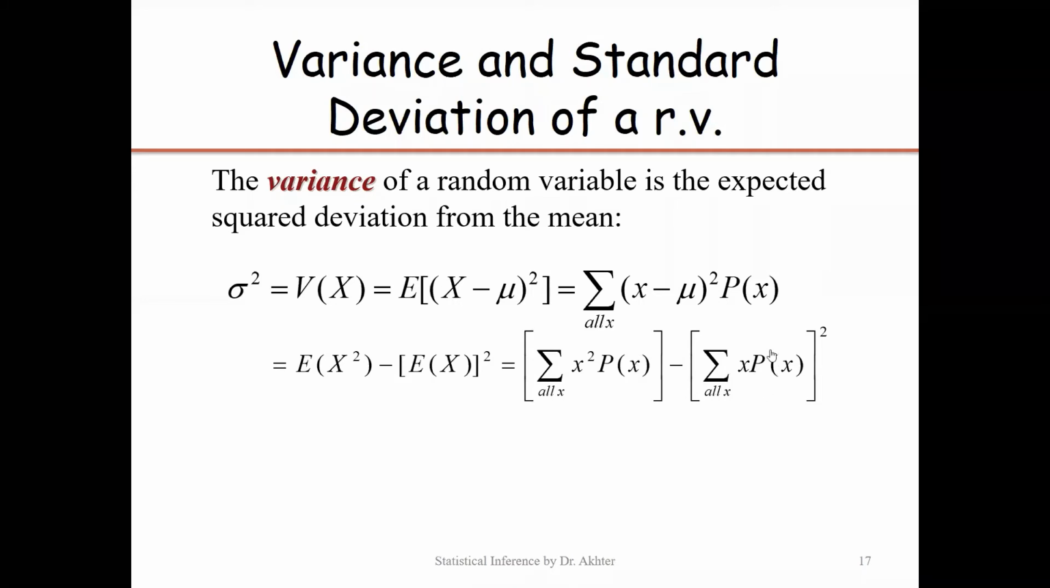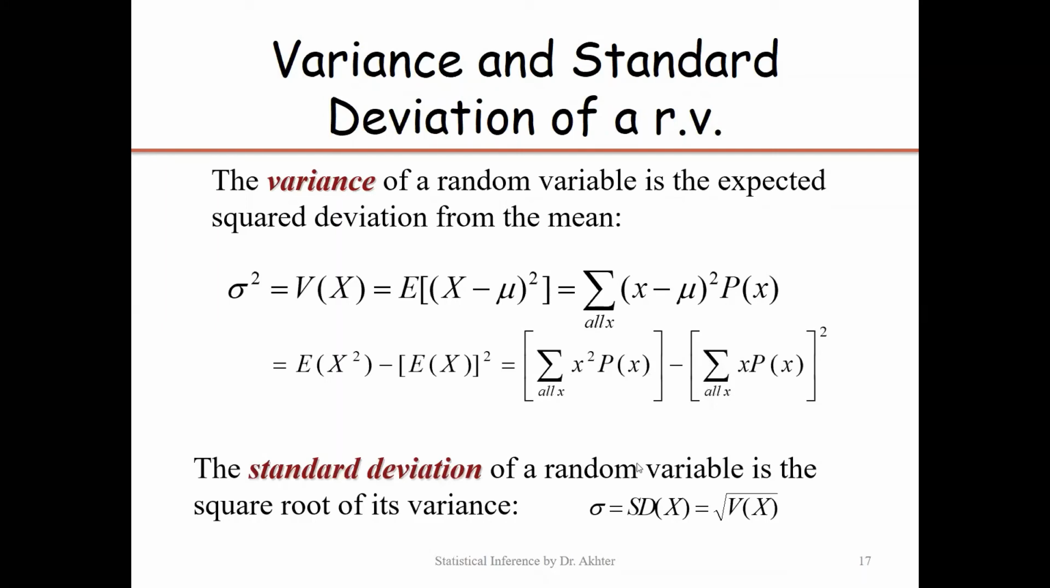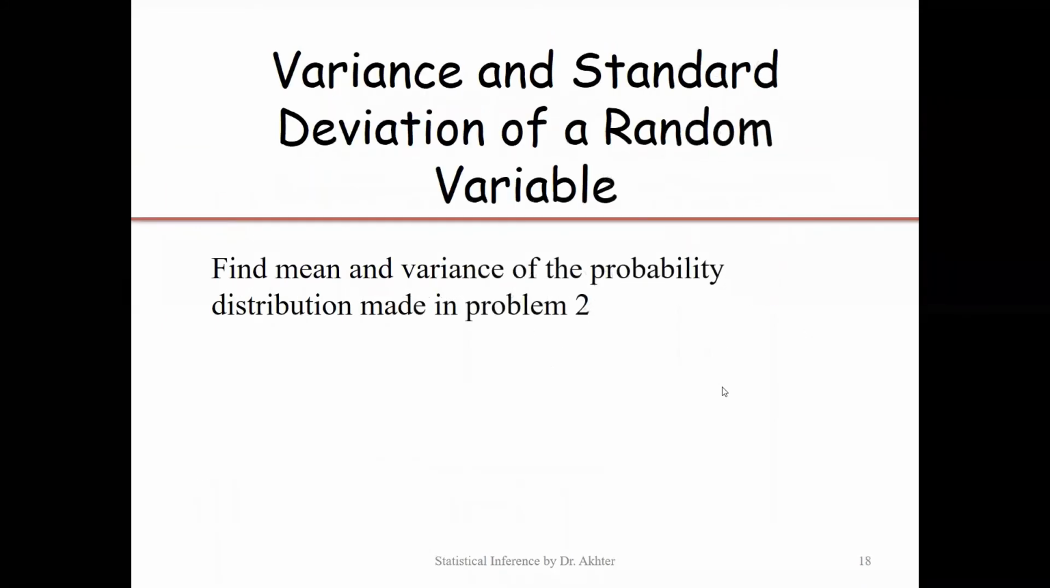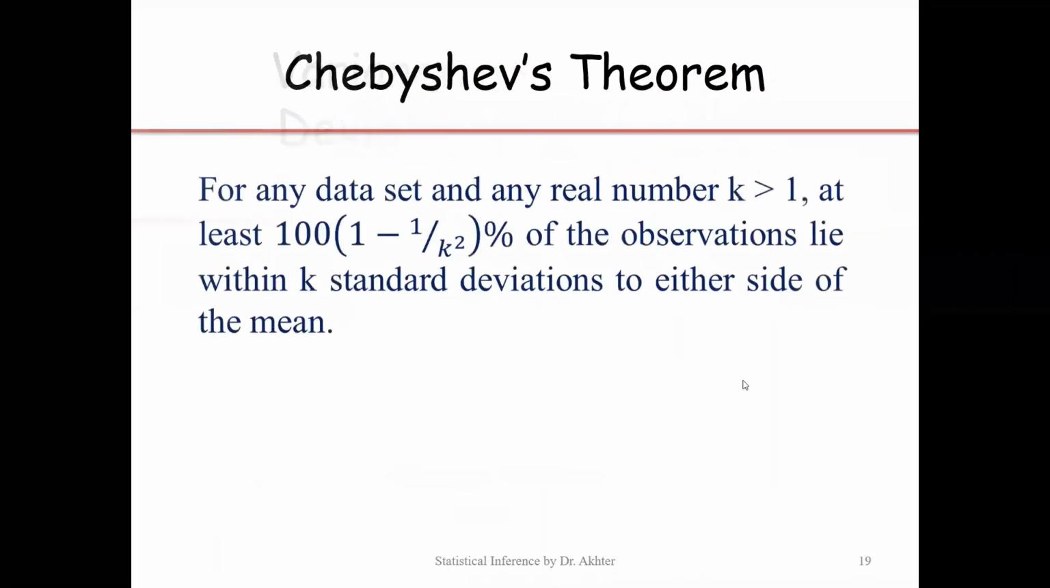This is the square of the mean of x. In bracket, what we have here? In bracket, we have the mean of x and the square of that. What we have here is the mean of x squares, because x square times p(x), and the total of this is called the mean of x square. Standard deviation is the square root. All of you are already familiar with the standard deviation. Find the mean and variance of the probability distribution in problem number 2.